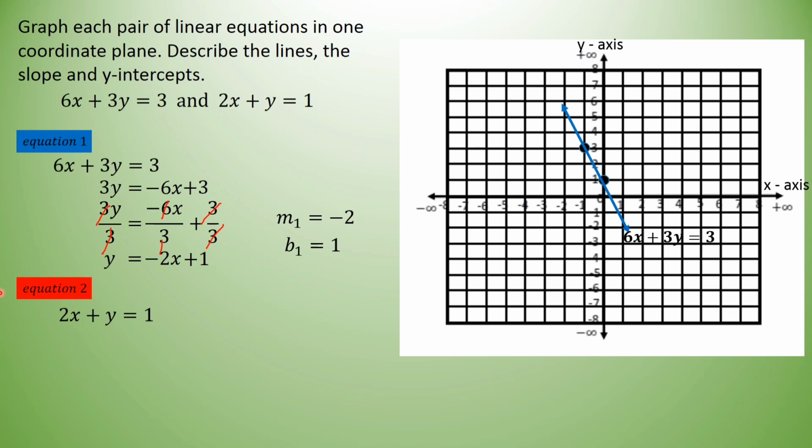Next, para sa equation 2, 2x plus y equals 1. So gawin muna natin siyang slope-intercept form.